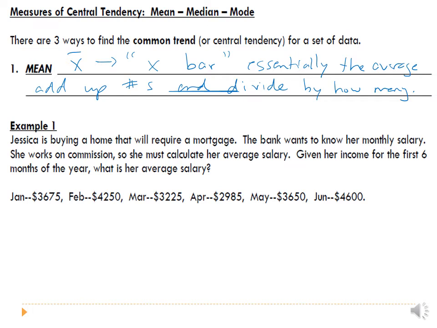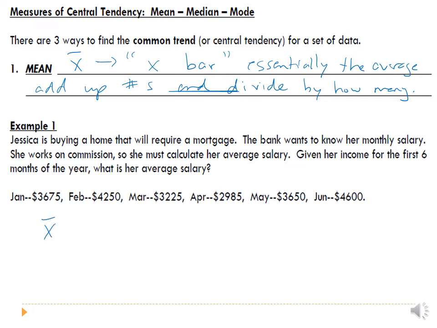So our first example, Jessica's buying a home. It's going to require a mortgage. The bank wants to know her monthly salary. She works on commission, which means her earnings will fluctuate. So they want to calculate her average salary to determine what kind of mortgage they can give her. So if these are her income levels for the first 6 months of the year, what's her average salary? Or we could say what's her mean salary?